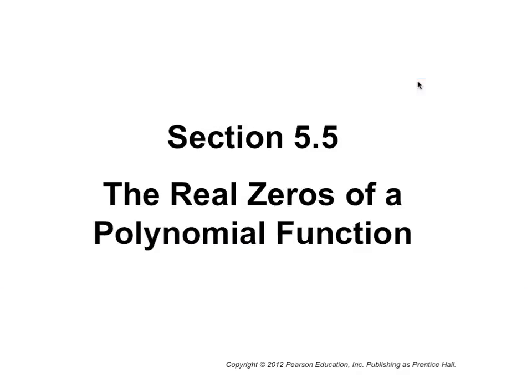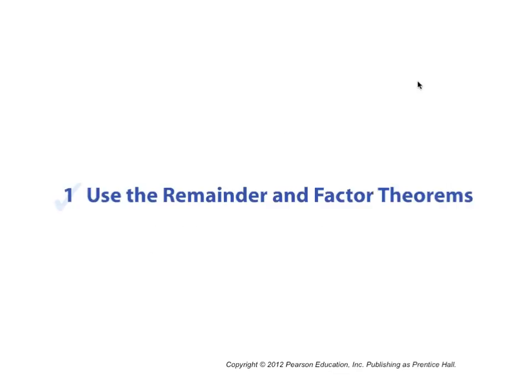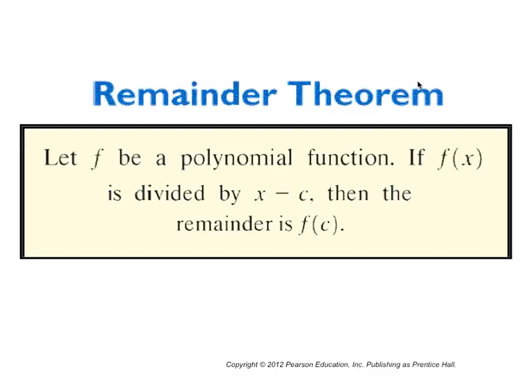Okay, let's move on to section 5.5. This one talks about the real zeros of a polynomial function. So the first thing we want to do is use something called the remainder and the factor theorems. And these are actually pretty nice. So I'm going to state them first, and then we're going to do some examples.